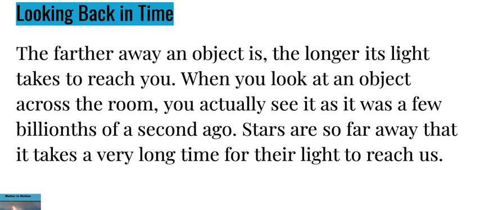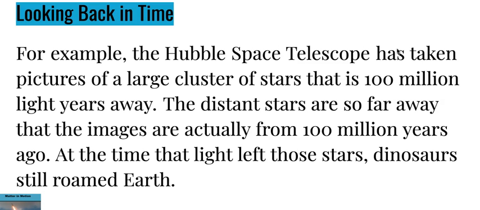When you look at an object across the room, you actually see it as it was a few billionths of a second ago. Stars are so far away that it takes a very long time for their light to reach us. For example, the Hubble Space Telescope has taken pictures of a large cluster of stars that is 100 million light-years away. The distant stars are so far away that the images are actually from 100 million years ago. At the time the light left those stars, dinosaurs still roamed Earth.